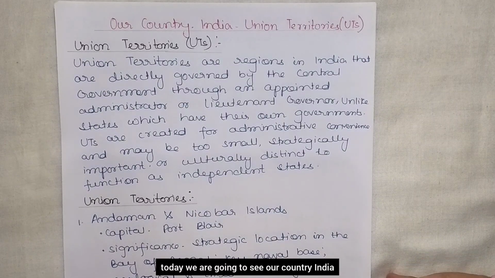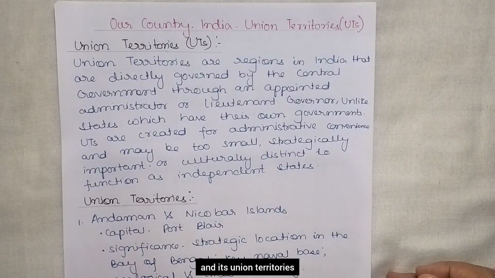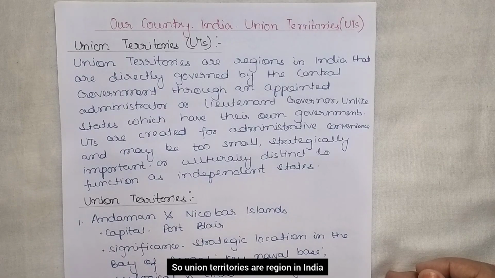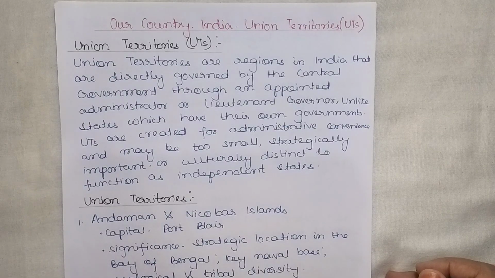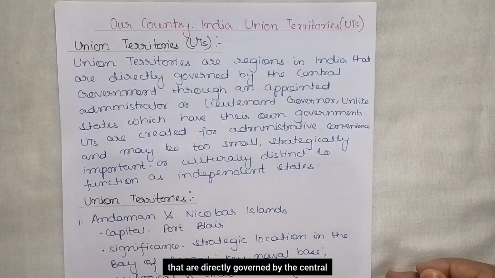So today we are going to see our country India and its union territories. Before going through its union territories, let us try to understand what union territories are, right? So union territories are regions in India that are directly governed by the central government. Okay, so here this area is governed by the central government.